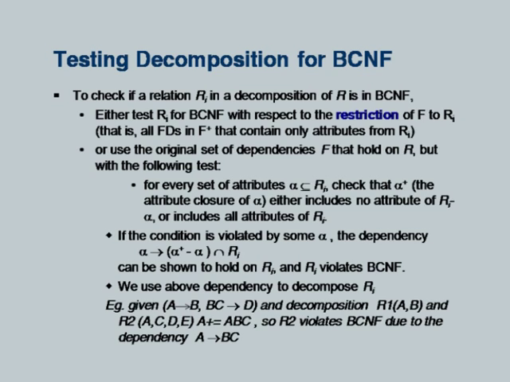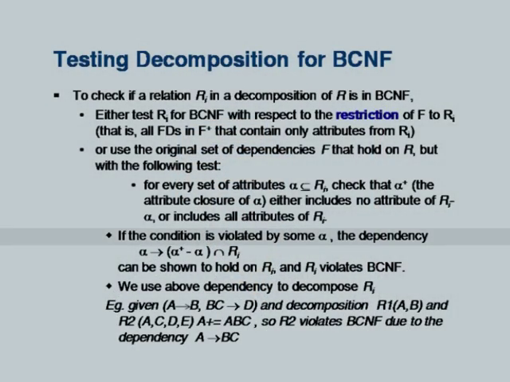For every subset alpha of Ri, we compute alpha plus on the original dependencies and check that either it does not contain any attribute other than alpha from Ri or it contains all attributes of Ri. If this condition fails for some alpha, then we can show that the dependency alpha functionally determines alpha plus minus alpha, intersected with Ri, will hold. This dependency will be part of F plus, it failed this test, and it violates BCNF. We will in fact use this dependency to decompose Ri.